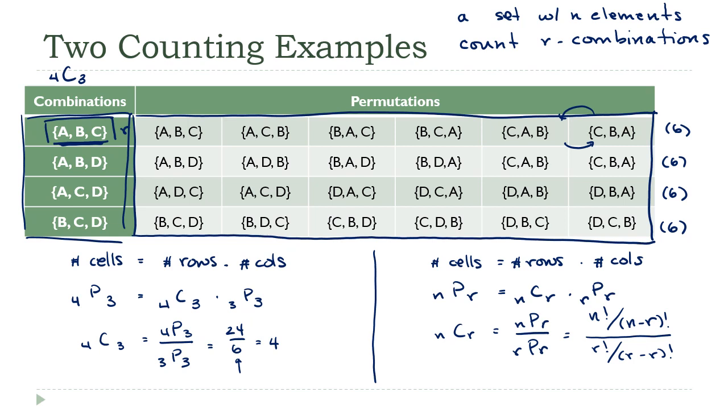I'm sorry, I know I'm zipping around here because I'm running out of room. This is n factorial over n minus r factorial, over r factorial. And if we clean up the fraction, this is n factorial over r factorial times n minus r factorial. And that's it. That's our formula for the number of r combinations taken from a set of n elements.